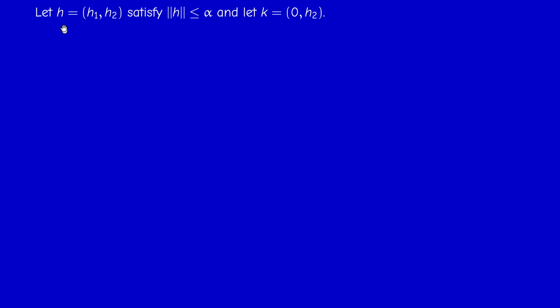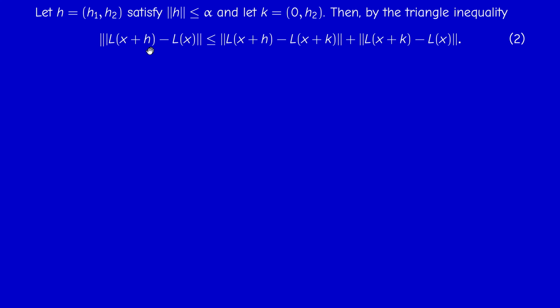So pick an increment h1, h2 whose norm in the product, which is the maximum, is less than alpha, and take another increment k whose first component is 0. And now we use the triangle inequality. The norm of L of x plus h minus L of x, the distance in norm, I just apply the triangle inequality. So I add and subtract L of x plus k. And now I need to estimate each term in this sum.